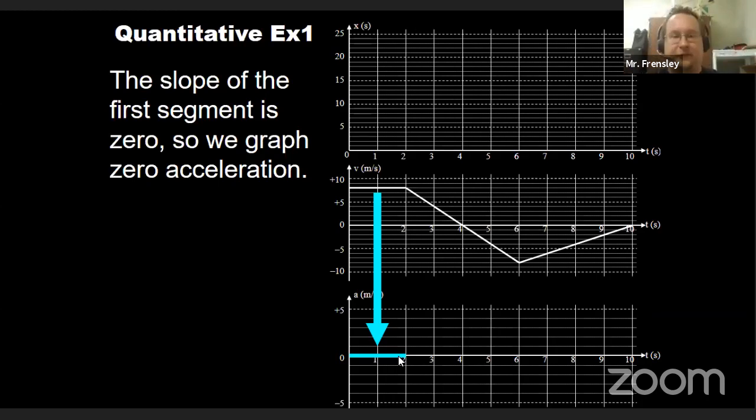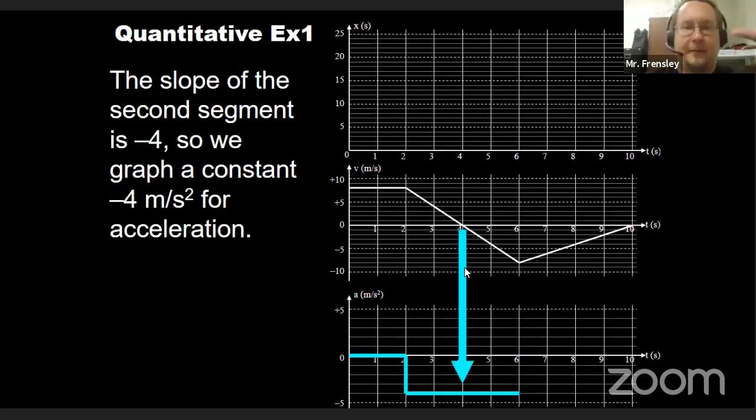Next segment, let's figure out the slope of this second segment. It looks like it goes down 8 and over 2, down 8 and over 2. So down 8 and over 2, that's a -4. So I'm going to graph on my acceleration graph a negative constant -4 between 2 and 6 seconds. Okay, so there you go.